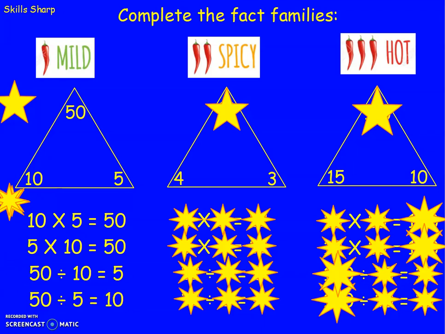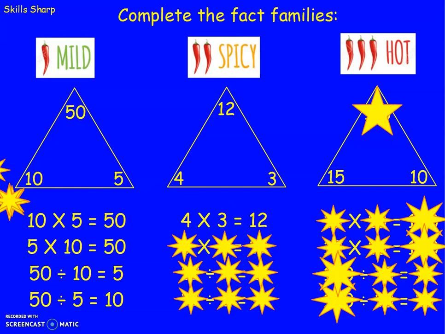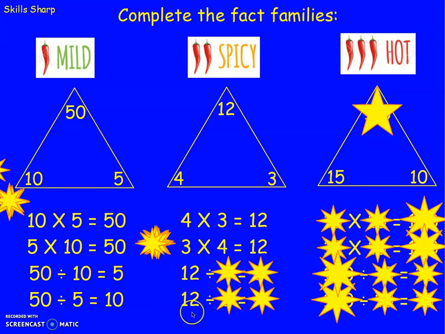Well done if you got those right. Give yourself a tick. Let's have a look at the next one then. 4 times 3. And our answer is 12. 4 times 3 is 12. What other multiplication sum can we have? 3 times 4 equals 12. Well done. And then next we're going to look at our divisions. Both will start with 12 because it's the highest number. So we could have 12 divided by 4 equals 3 or 12 divided by 3 equals 4.